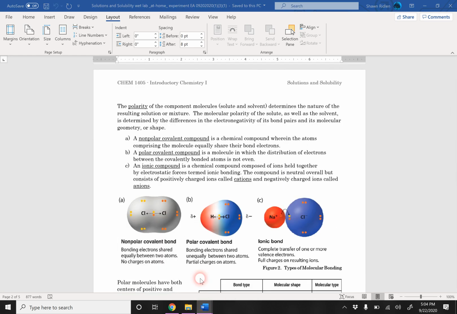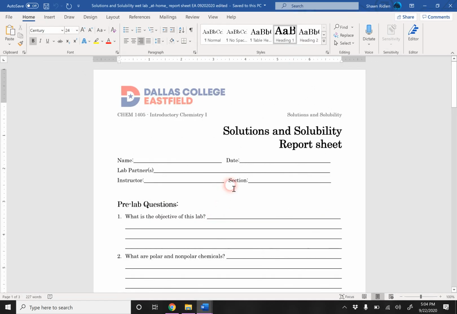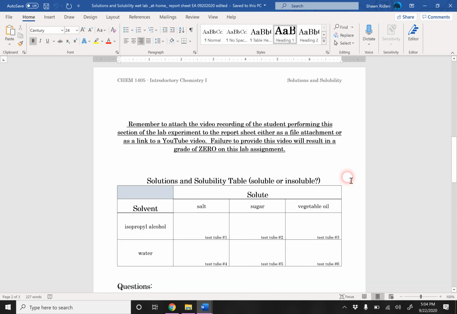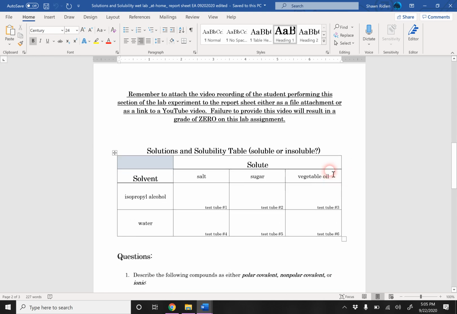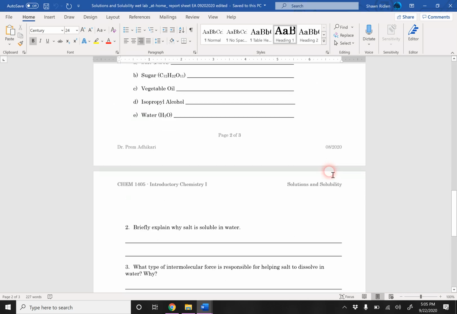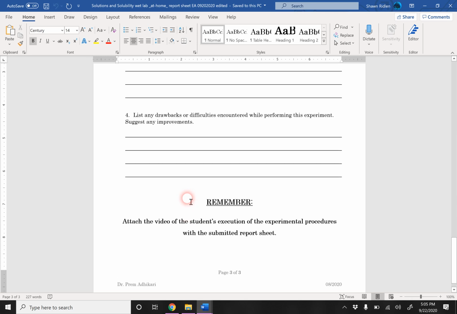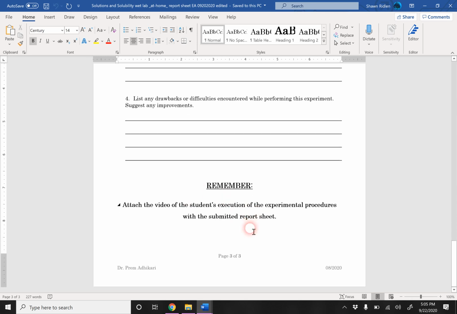Let's take a look at your report sheet and see if there's anything we should talk about. I think that pretty much covers it in terms of what we need to talk about. And in terms of the video, you could email it to me, you can include a YouTube link in your report sheet, or you could also upload it as a second file to Blackboard. Whichever one of those ways is most convenient for you, feel free to handle it that way.